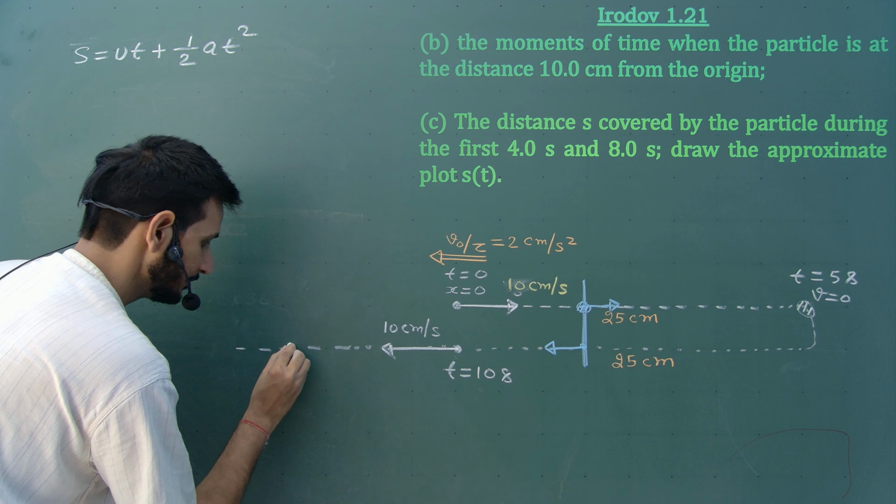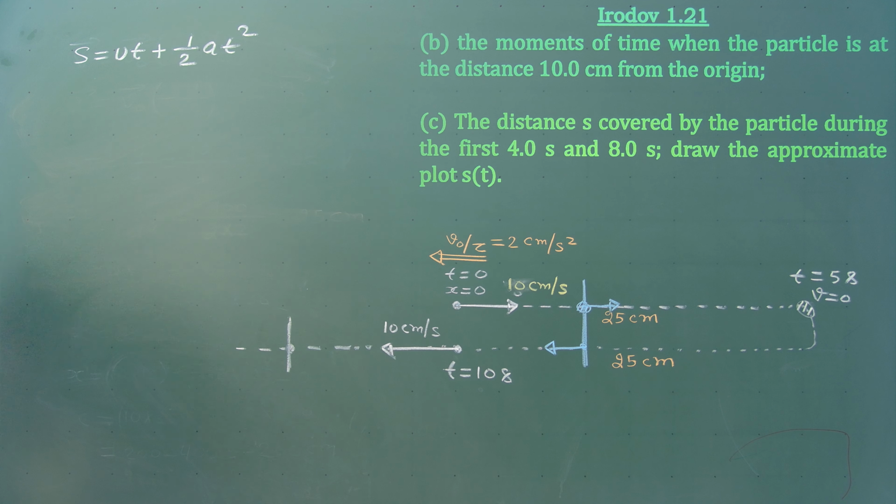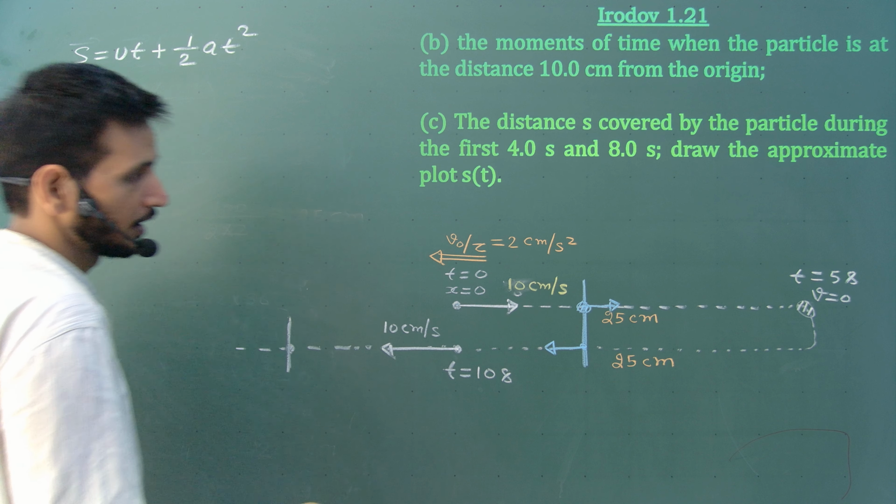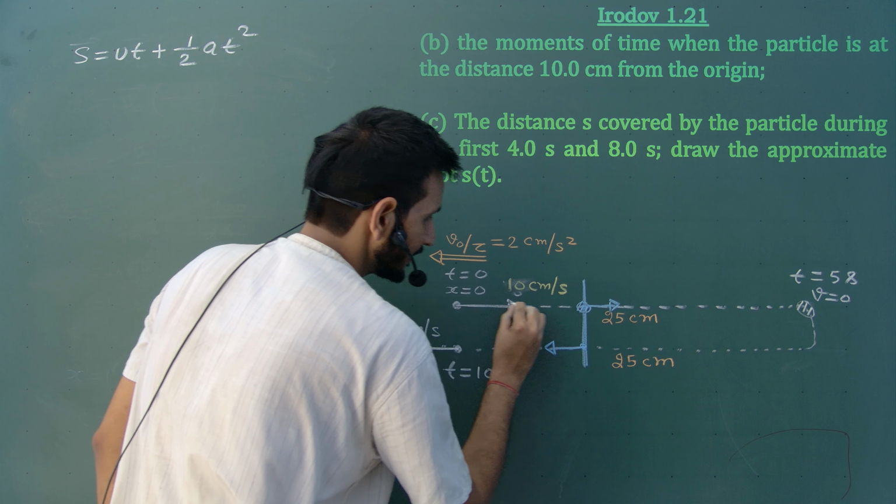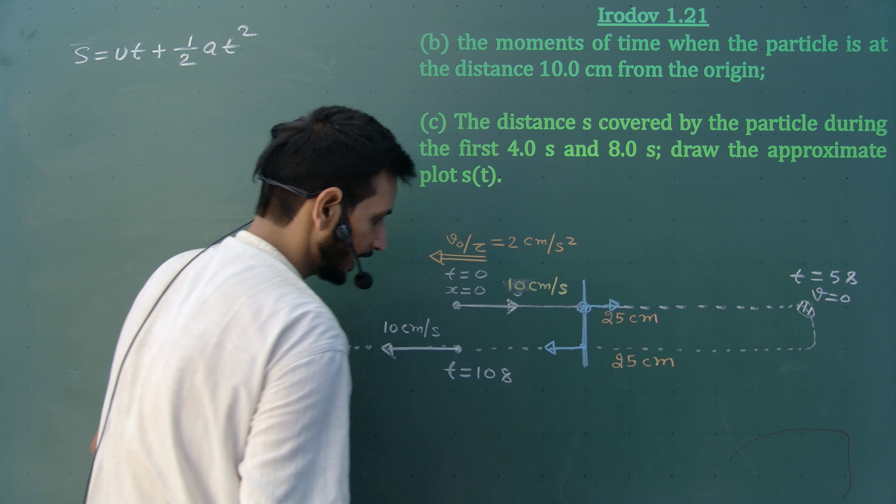So there are total 3 times. It is not written at position 10 centimeter. It is written at distance. Distance means 10 centimeter can be in this direction and 10 centimeter can be in this direction. And at this location there are 2 times and 1 time for this position. So the answer is 3 times.